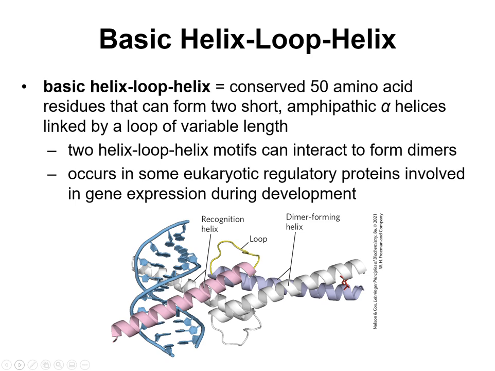This occurs in some eukaryotic regulatory proteins, and the majority of the time you see it is when they're involved in development. So again, we're looking at two different proteins that are dimerizing. One protein is donating a helix, another protein is donating the other helix. The white and the purple show their interface, the dimerization interface.